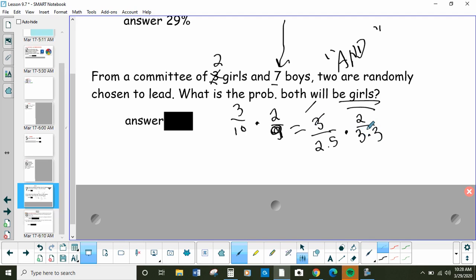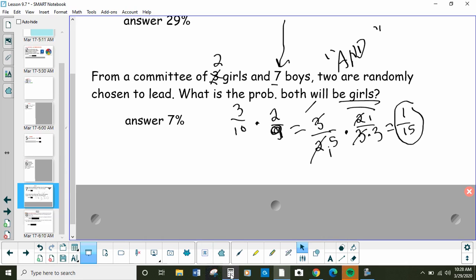And then I cross out my 1s. There's a 2 on top and a 2 on bottom, right? Now, if there's nothing left, remember I crossed out 1s. 2 over 2 is 1. These are both 1s technically. So there's still a 1 on top. There's nothing there. There's a 1. It's not a 0. 5 times 3 on the bottom is 15. So I have a 1/15 chance of both of these things happening. And 1 over 15 is going to be about 7%.